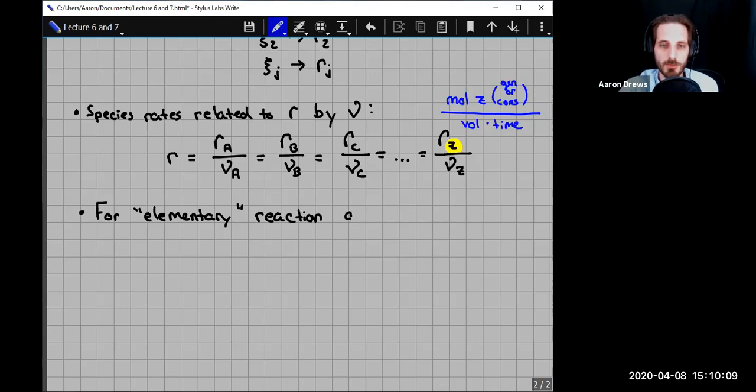And let's just say that we've got some arbitrary reaction A plus B goes to C plus D. And the lower cases are the stoichiometric coefficients. So the lowercase a and the lowercase b and the lowercase c and d are the stoichiometric coefficients for those species. And then the uppercase ones like uppercase A, uppercase B, etc. Those are the actual species that we're interested in.